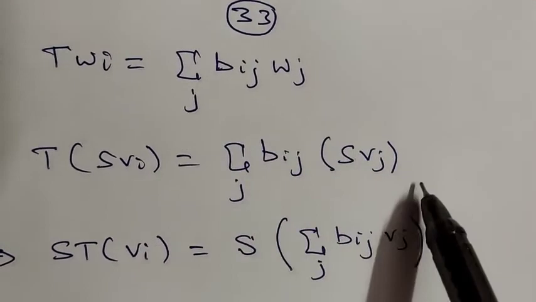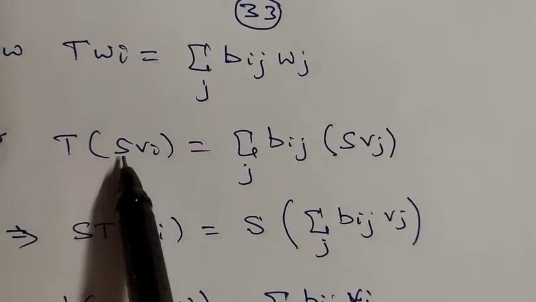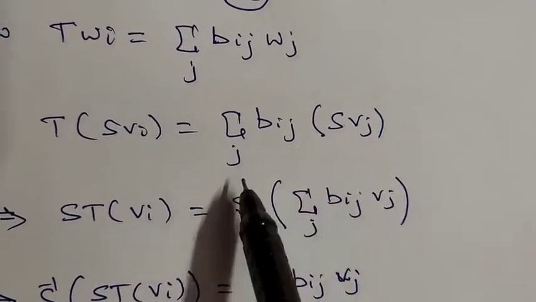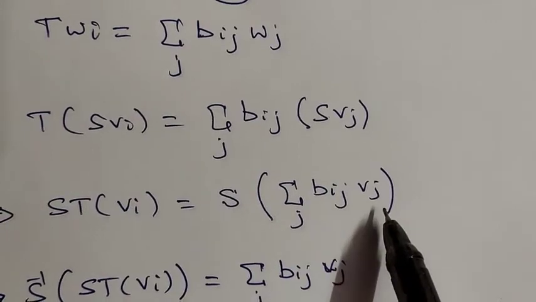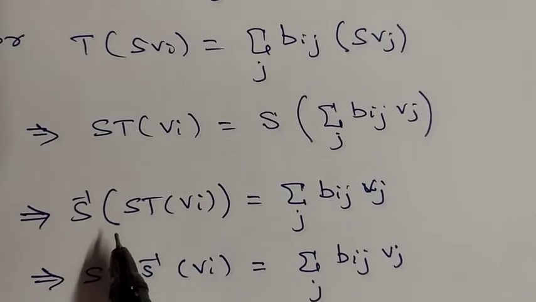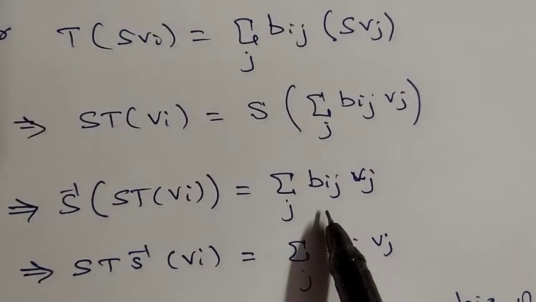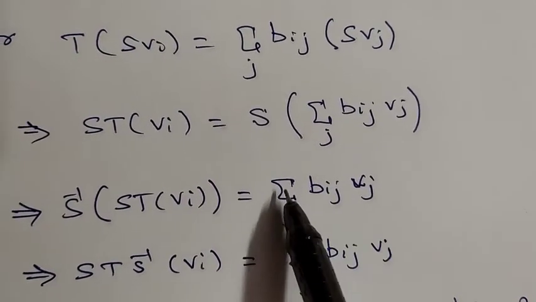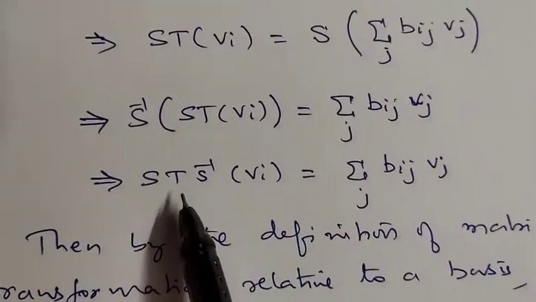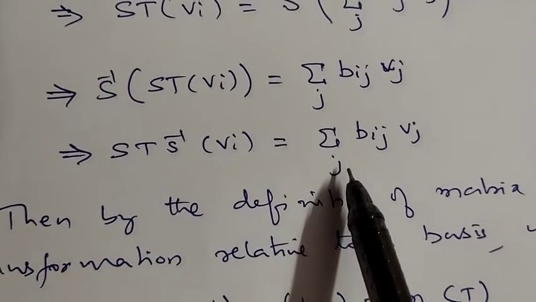In place of Wj I can write S of Vj, so this implies S into T of Vi is equal to S of summation over j Bij Vj, because S is a linear transformation. Multiplying throughout by S inverse, we get S inverse of S into T of Vi is equal to summation over j Bij Vj, because S inverse into S is I, since S is an invertible transformation. This implies S T S inverse of Vi is equal to summation over j Bij Vj.